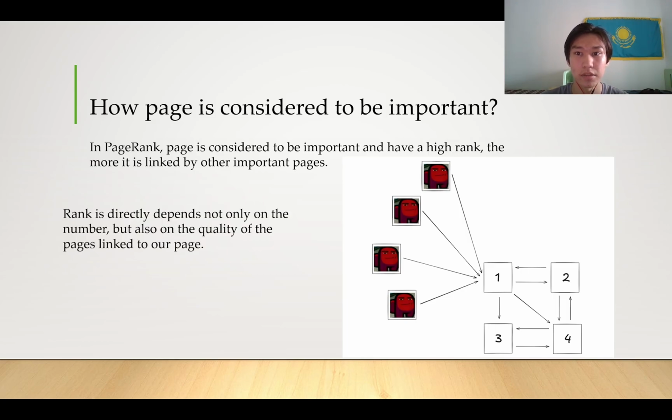So it means that rank directly depends not only on the number but also on the quality of the pages linked to our page. But how do we know the importance of those other web pages?